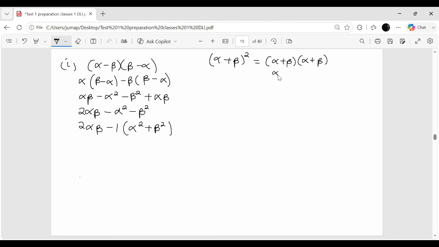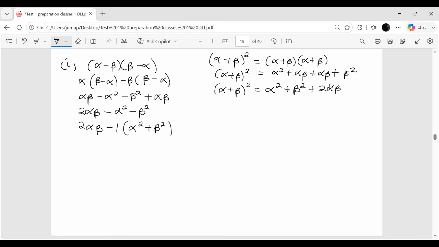You're going to have alpha plus beta squared is equal to alpha squared plus alpha beta plus alpha beta plus beta squared. As a result, alpha plus beta squared is equal to alpha squared, then I get the beta squared because that's my interest, plus beta squared. Then these two are going to add, so I have plus 2 alpha beta.